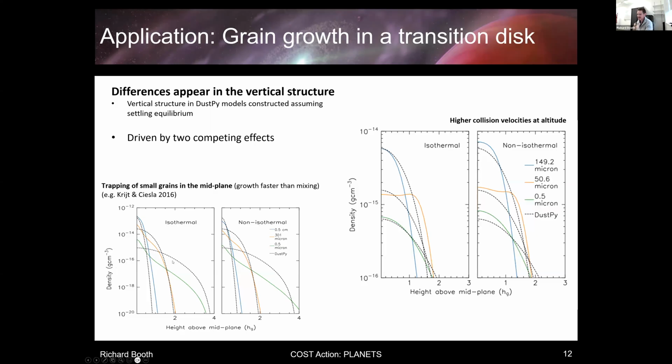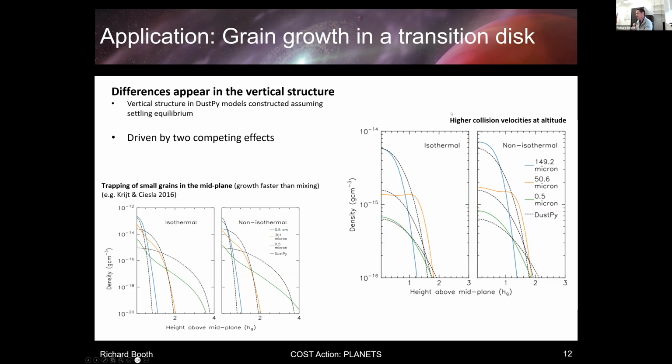So this is the case here. There's a bunch of different effects going on to drive this. One of these effects is essentially the trapping of small grains in the midplane. This was first seen by Sebastian Freit and Fred Sessler. What happens is, if you have lots of fragmentation in the midplane, then the small grains that are produced can actually stick onto large grains quicker than they can mix up into the upper layers. So that can give you a depletion of dust from the upper layers.